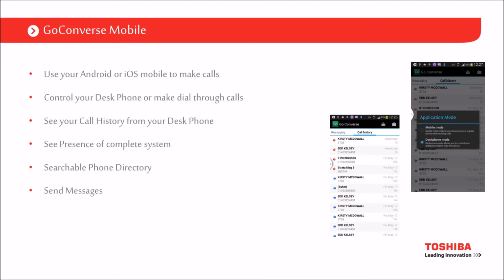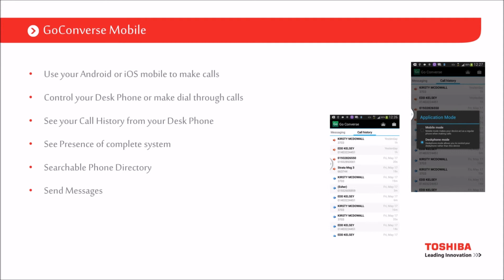On the futures perspective, we're currently in beta trials of GoConverse Mobile, and what GoConverse Mobile does is it provides that same rich presence functionality, but on a mobile phone, and it will support iOS or Android. And you can see from that example there, that's showing my call history on my mobile of my desk phone. So it enables me to use my mobile to track people's presence, to look people up, to look at call history and so on.